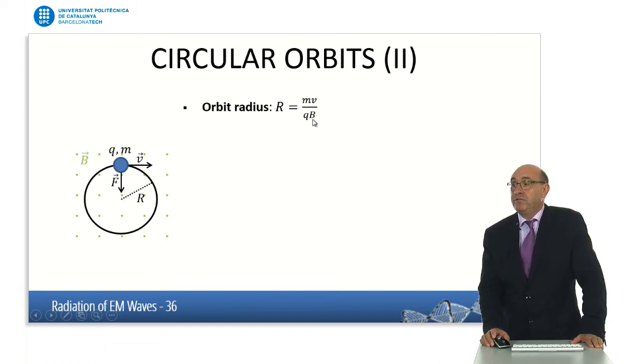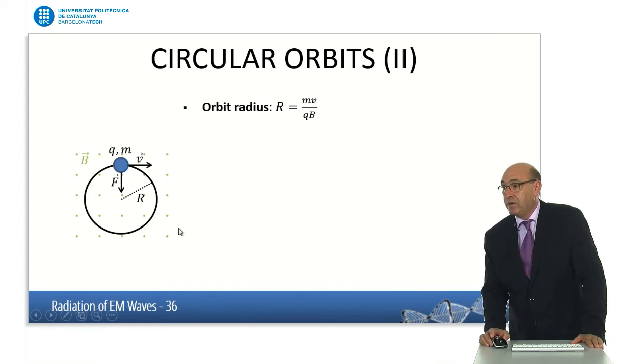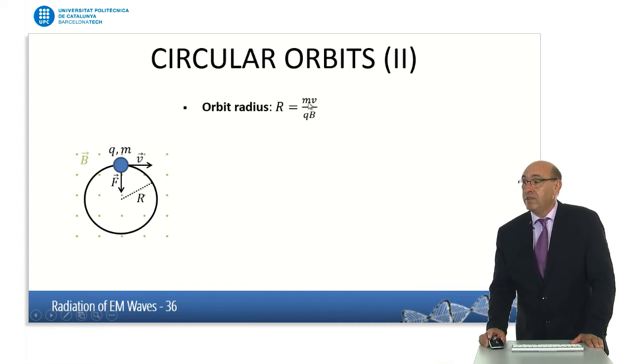This is an important feature because it means that if we have, let's say, ions of equal charge injected, in this case here, moving with the same velocity but with different masses, what will happen? They will all describe different circles. The radius will be different. Those with a larger mass will go on the outer paths. Those with lower mass will go on inner paths.